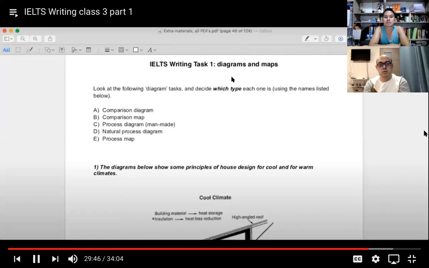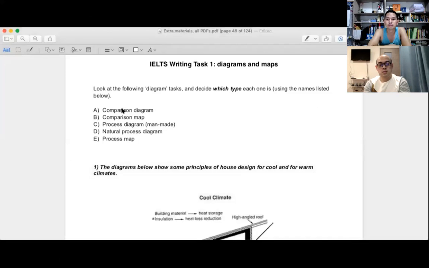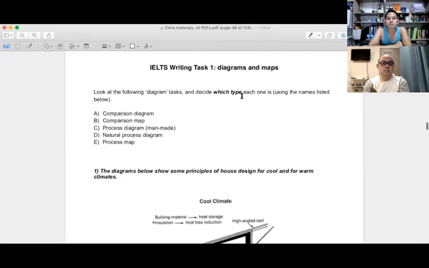Finally, we are going to see five types of diagrams and maps. So look at the following diagram texts and decide which type each one is. We have comparison diagram, comparison map, process diagram, man-made, natural process diagram, process map. So this is the first one. And each one, if you are not familiar with that, you should tell your tutor, and then you will have a closer preparation or more practice about that, okay?